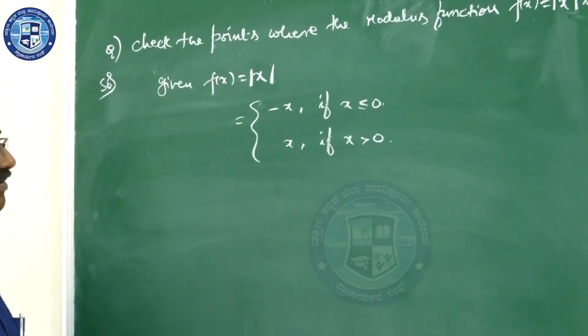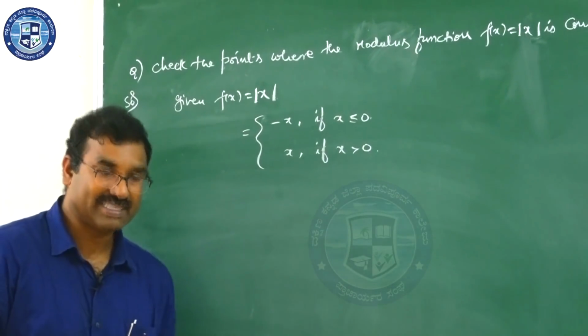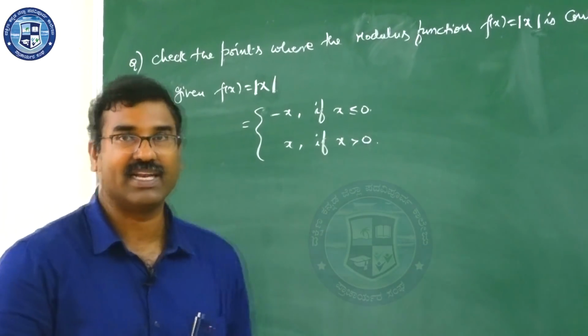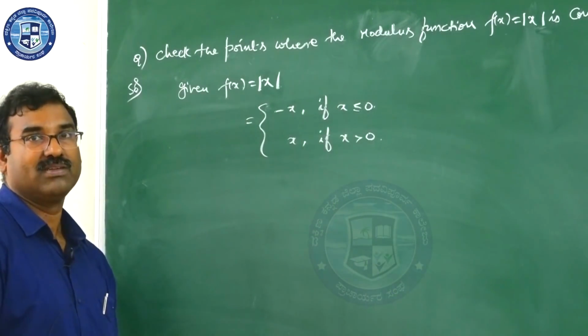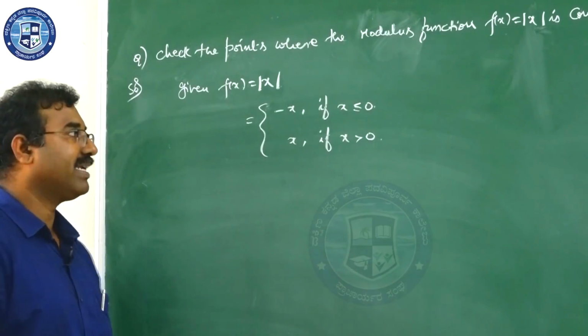So, this one we can work out in totally 3 cases, because they have not mentioned particularly that you work at x equals 0, something like that. You have to work it out throughout the real number system.